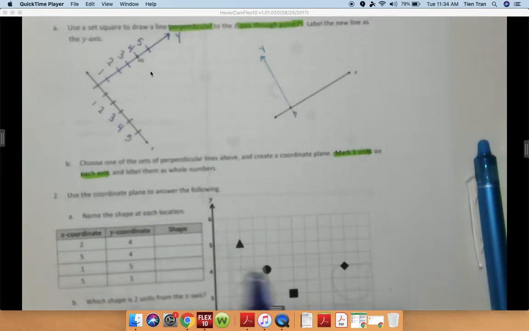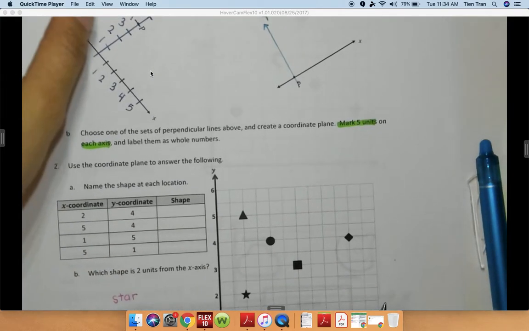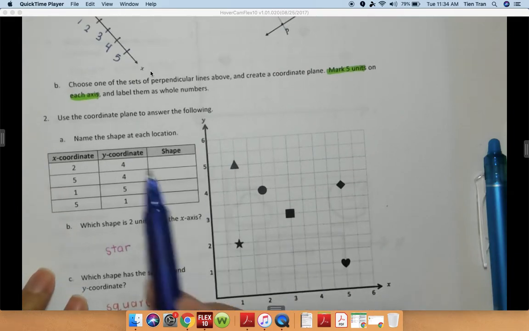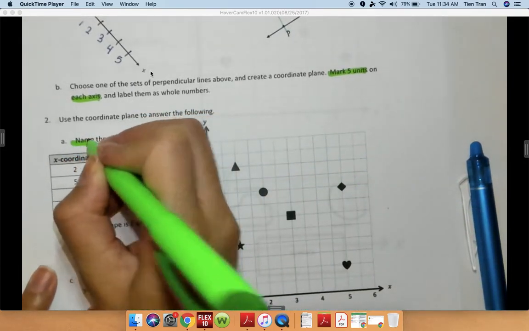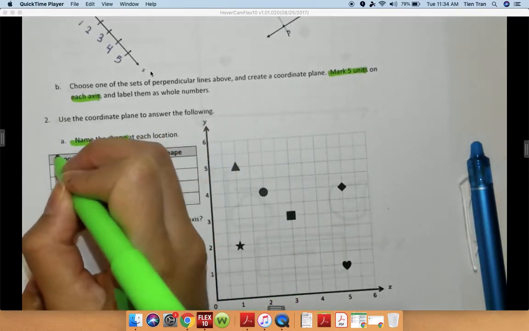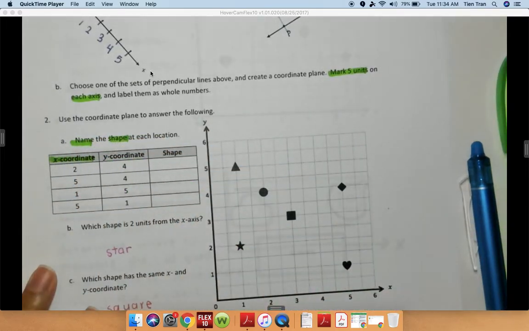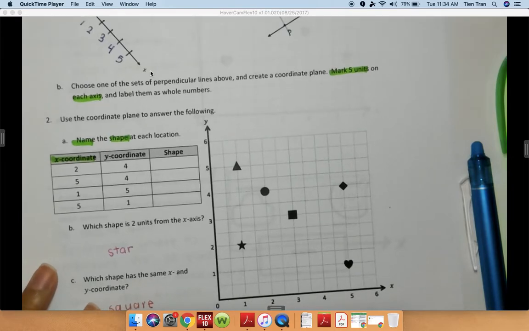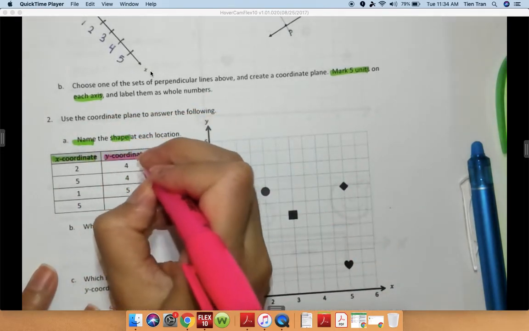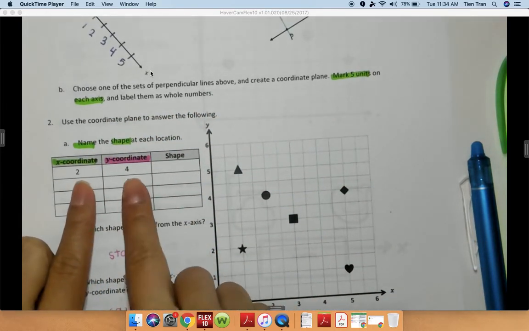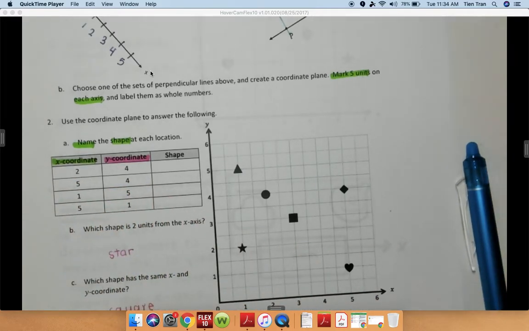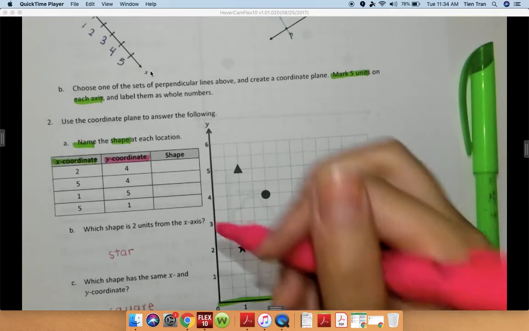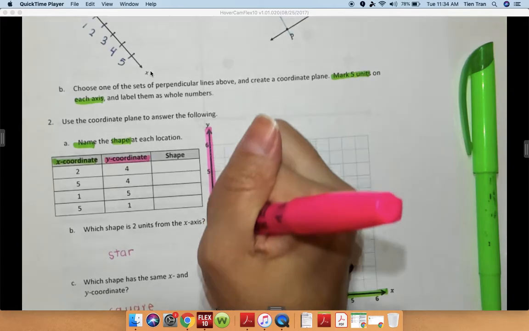Now, for number 2, use the coordinate plane to answer the following questions. A asks you to name the shape at each location. Same thing as earlier, I'm going to highlight the x-coordinate and y-coordinate, and I'm going to figure out where things are. So 2, 4. That means I need to go on this, my x-axis. I'm going to highlight it so that you guys can see more clearly. And this is my y-axis.